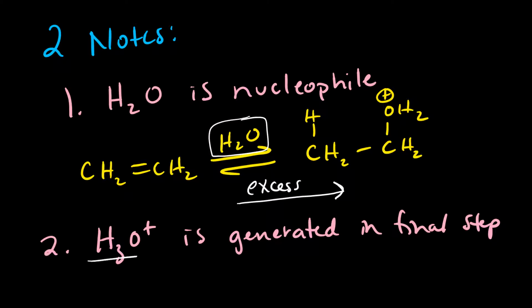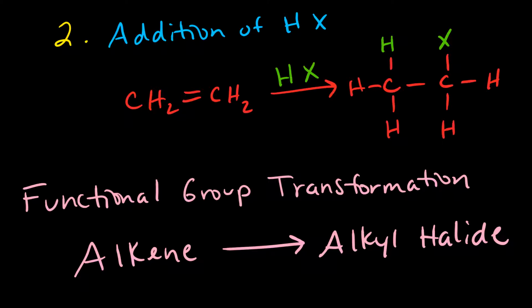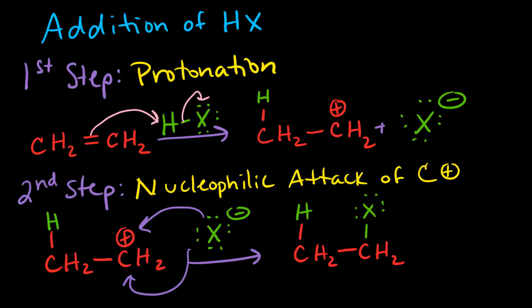The other thing is that H3O+ is generated in the final step, that final deprotonation where the proton would come off of here. And so we can say for that reason that this is an acid-catalyzed reaction, because at the end of each cycle, the acid is regenerated. Next, let's look at the addition of HX across the double bond. This is going to be the alkene to alkyl halide functional group transformation.